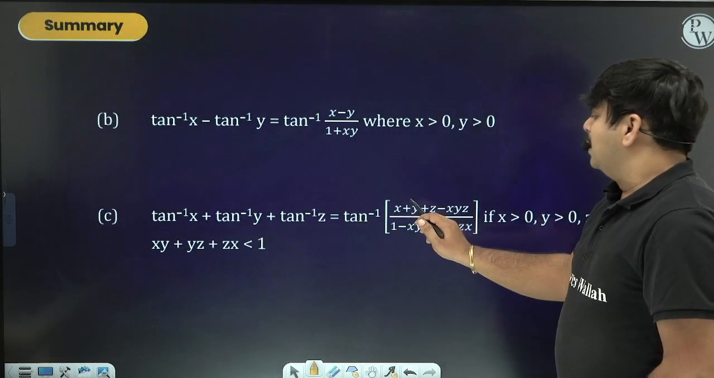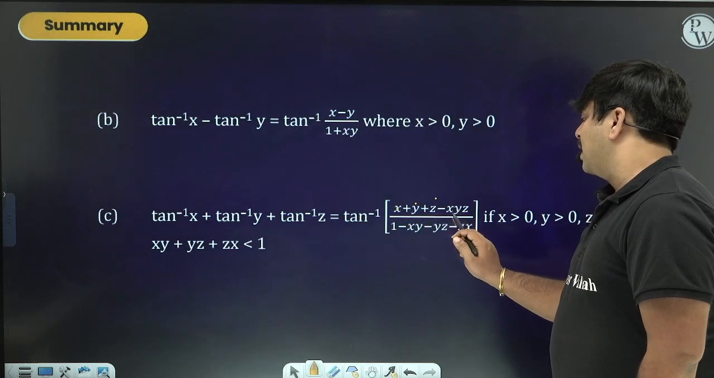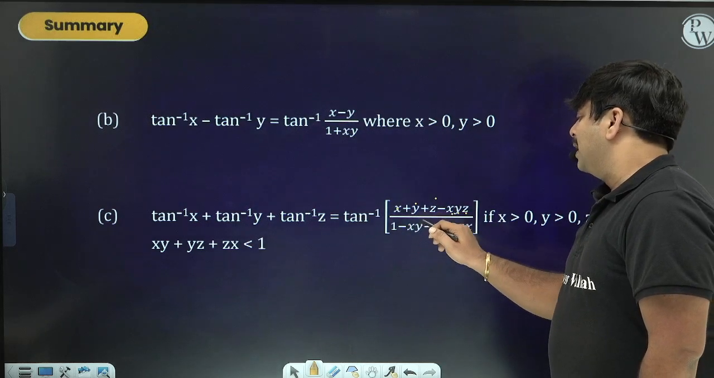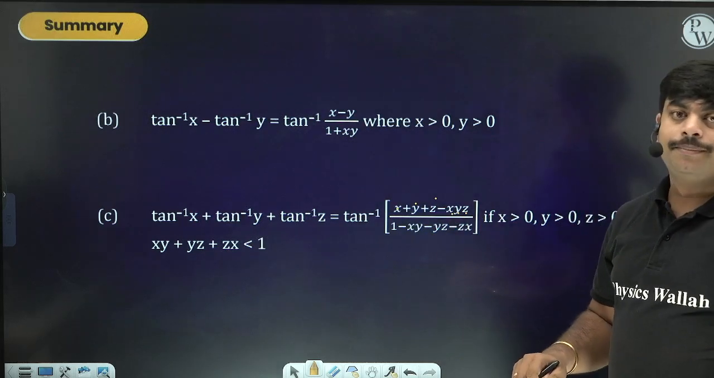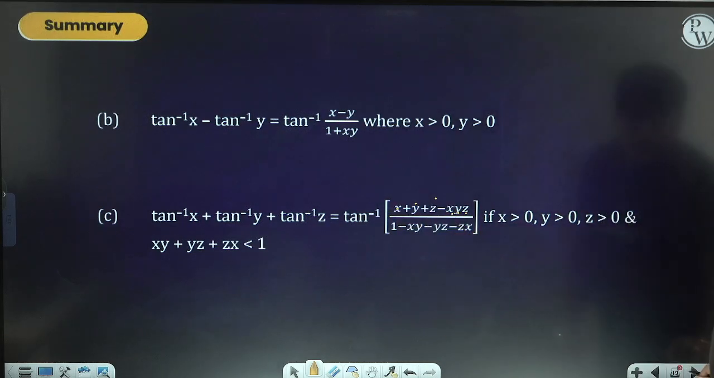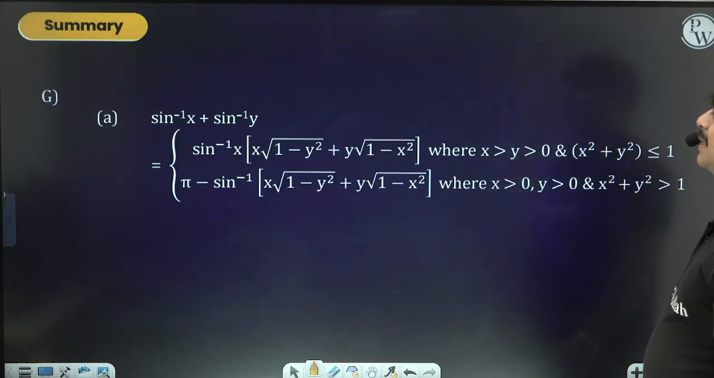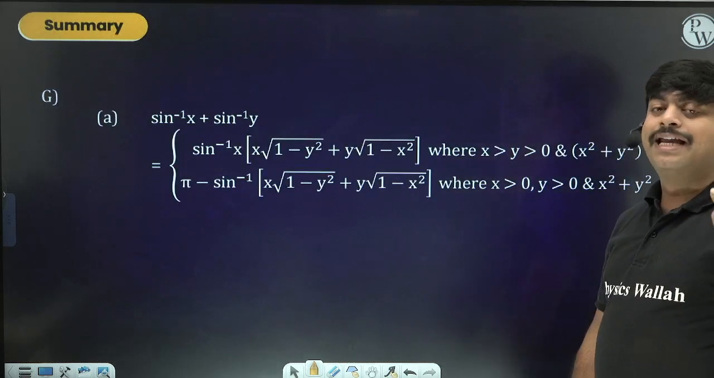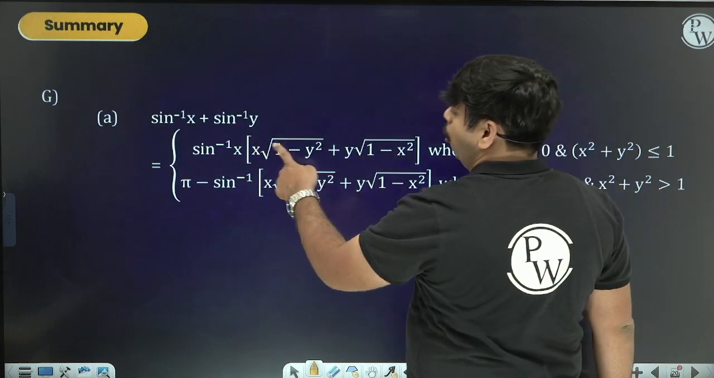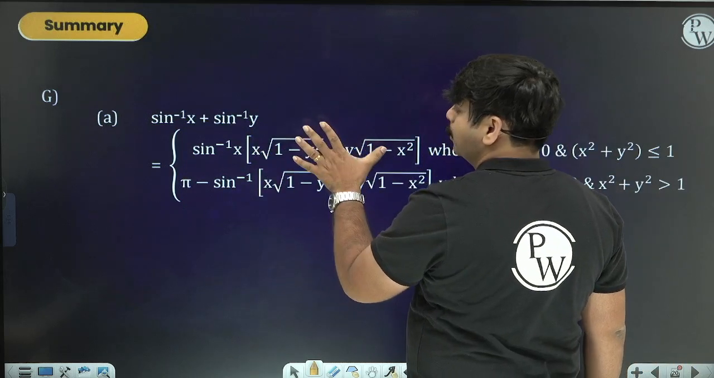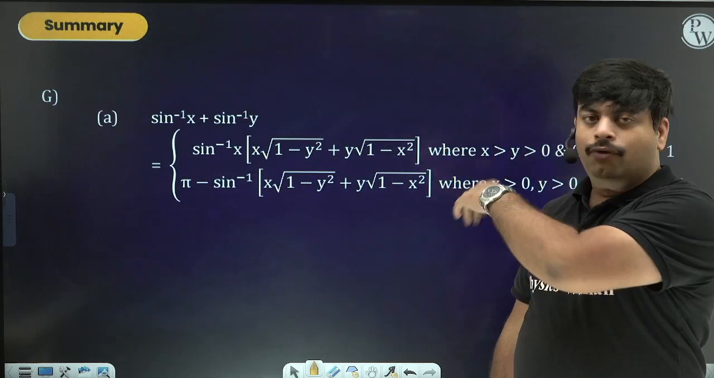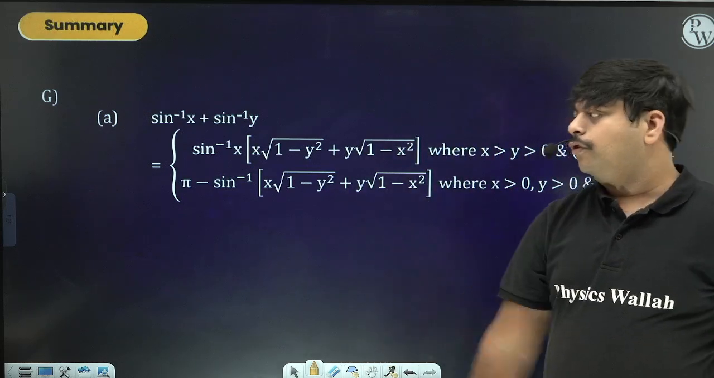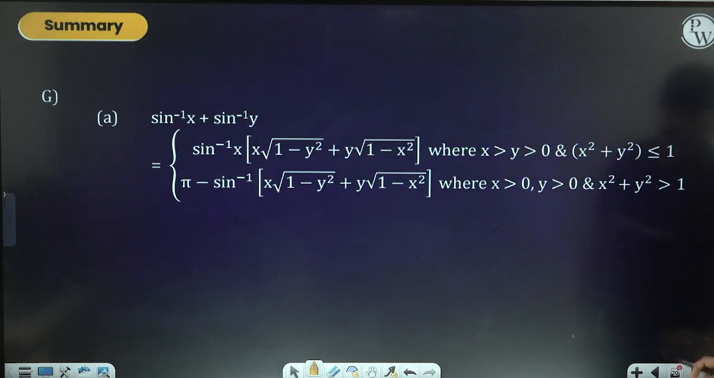So it is like tan A plus tan B plus tan C minus tan A tan B tan C by 1 minus tan A tan B minus tan B tan C minus tan C tan A. You remember that formula, right? The simple alternate for that, okay? Sine inverse X plus sine inverse Y. What is sine A plus B? Sine A cos B plus cos A sine B, right? So I'm not going into depth of telling how we got that. Let's move forward to applications quickly.